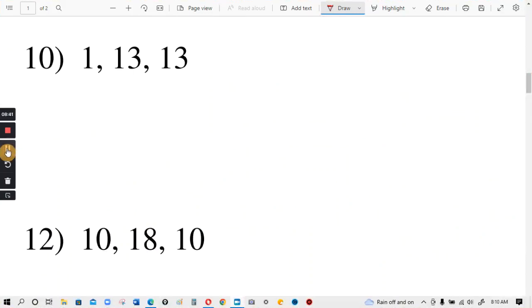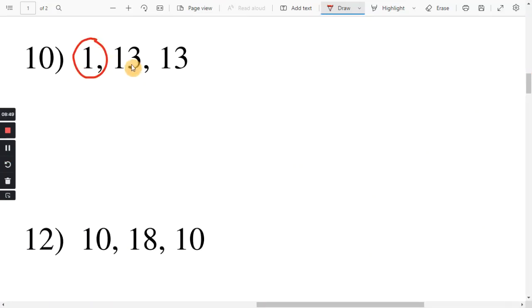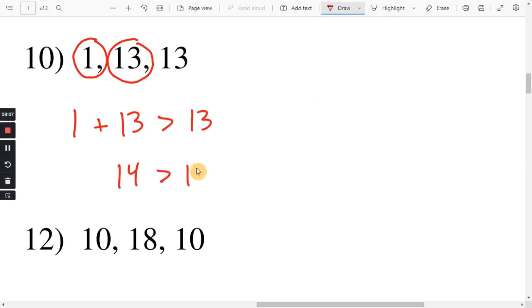All right, let's look at number 10 real quick. I'm going to use the shortcut. So if I pick the two shortest sides, out of these two, it's a tie. So I'll just pick either one of those two. Okay, so let's do 1 plus 13 and see if that's greater than the third side, which is 13. Well, of course, 14 is greater than 13. So that's it. The answer is yes. This is a possible triangle. All right, if you want to do all three, you can, but you don't have to.